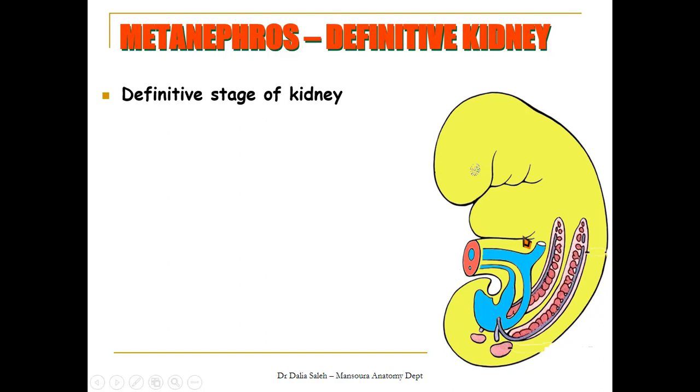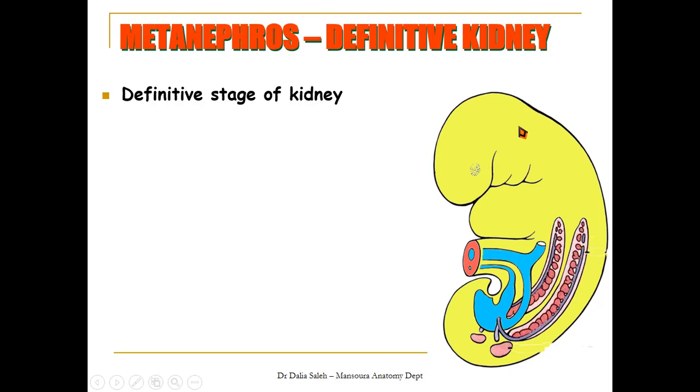Here you can see, again, let's revise this diagram. This is the head of the embryo, this is the heart, this is the umbilical cord, this is the tail of the embryo. The blue area here represents the ZIT, which opens into the cloaca, which is a common sac between the termination of the hind gut or the GIT and the future urinary bladder. On each side of the embryo, we have the intermediate mesoderm.